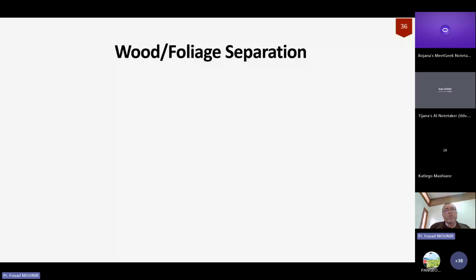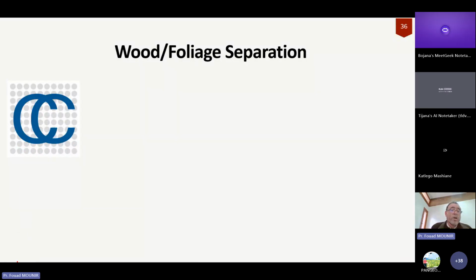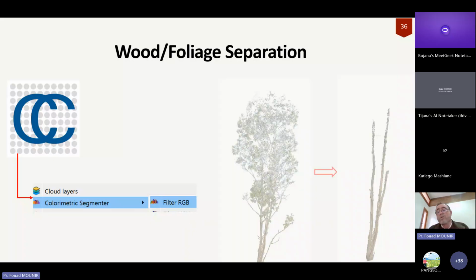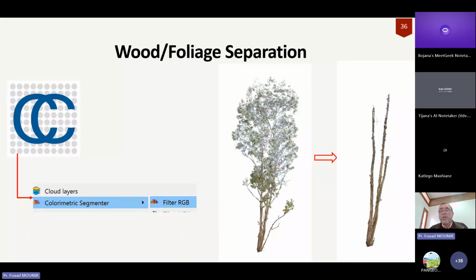We also did wood-foliage separation using mainly the CloudCompare software. We used in this software mainly the colorimetric segmenter that was able to do the coloring of the foliage and the wood separately, and we came up with this structure giving us the difference between the foliage and the wood.